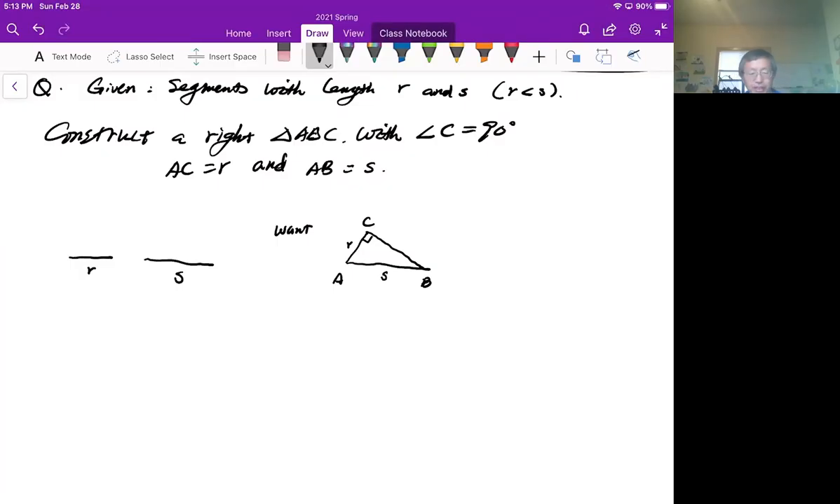Okay, how can you draw the picture? It should be pretty easy. Okay, give everyone 20 seconds. This should be very standard.